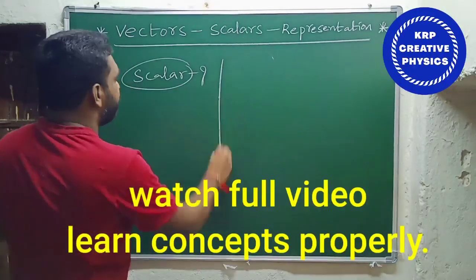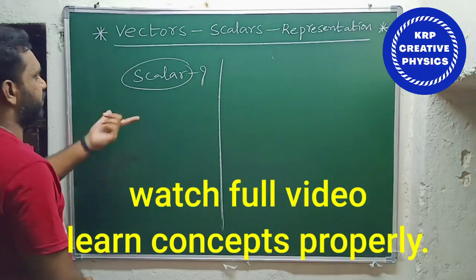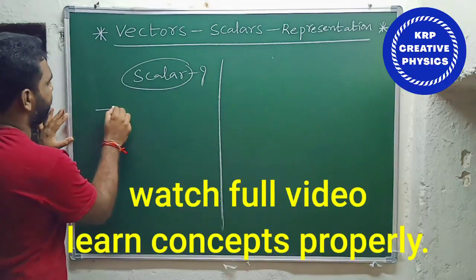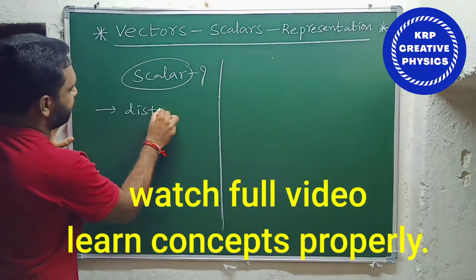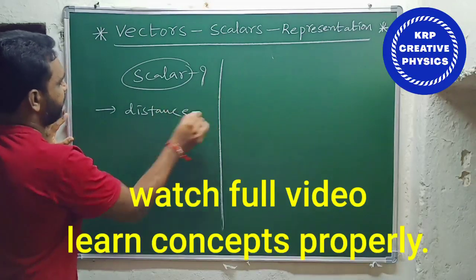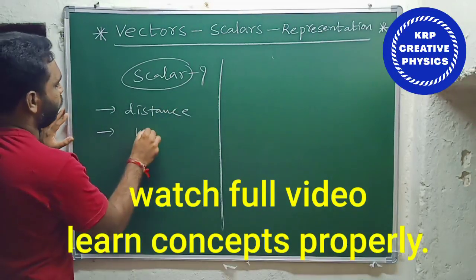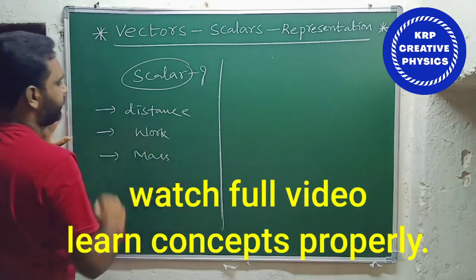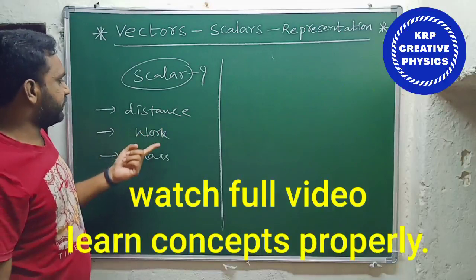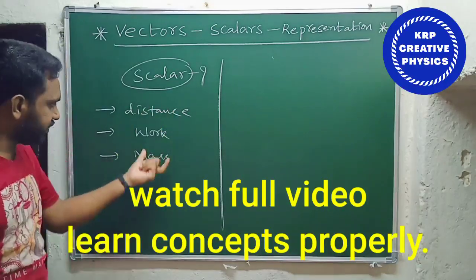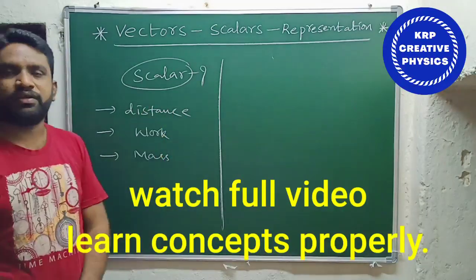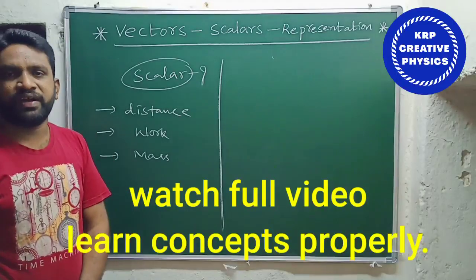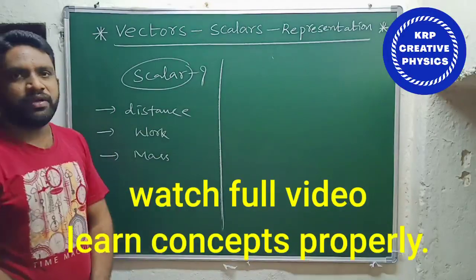We will consider some examples for scalar quantity. What are the examples? You know one very well: distance. Distance is the best example, and at the same time work and mass. These are enough as examples. If we consider any physical quantity from these three, they don't have any particular direction.